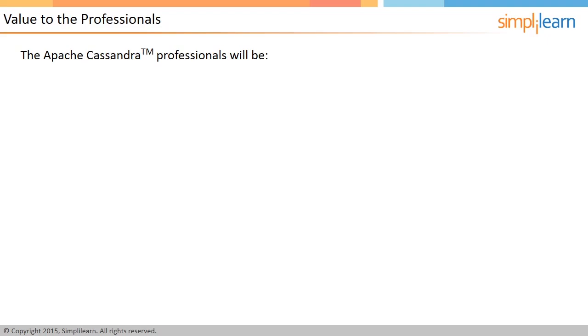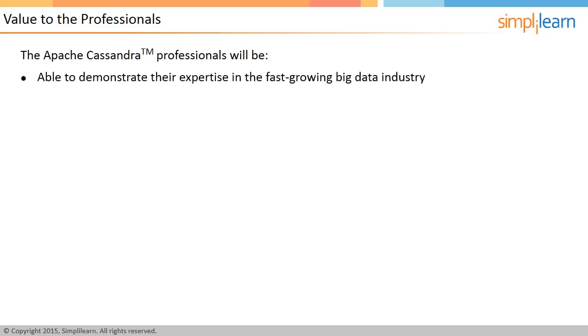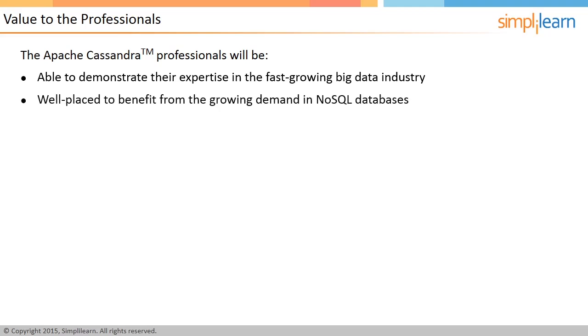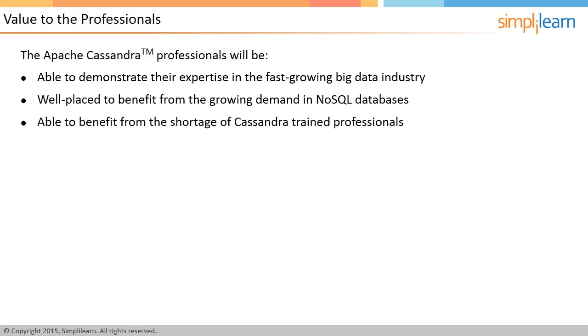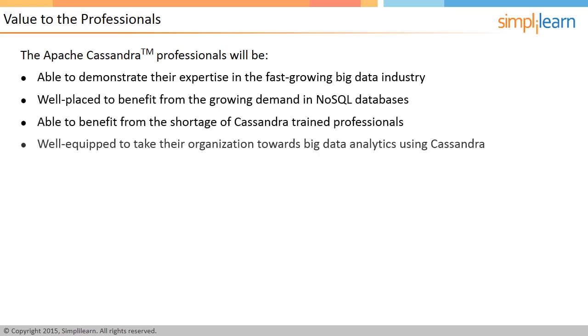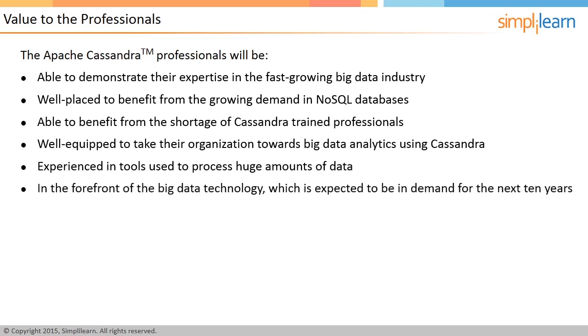The Apache Cassandra professionals will be able to demonstrate their expertise in the fast-growing big data industry, well-placed to benefit from the growing demand in NoSQL databases, able to benefit from the shortage of Cassandra-trained professionals, well-equipped to take their organization towards big data analytics using Cassandra, experienced in tools used to process huge amounts of data, in the forefront of the big data technology, which is expected to be in demand for the next 10 years.